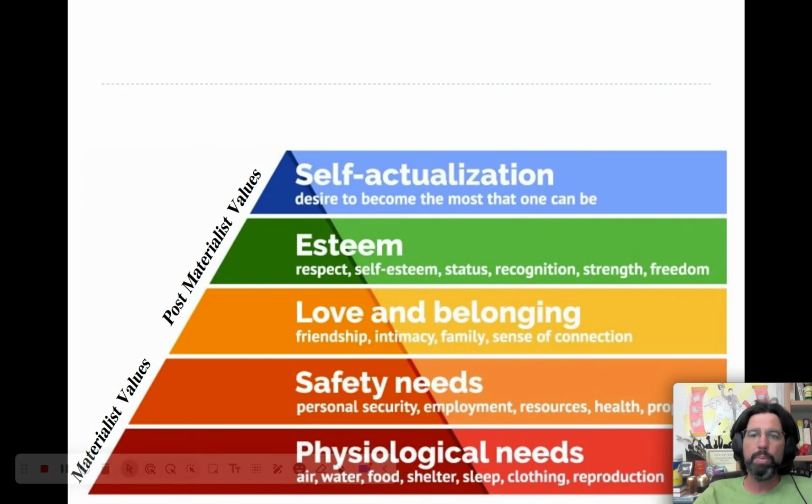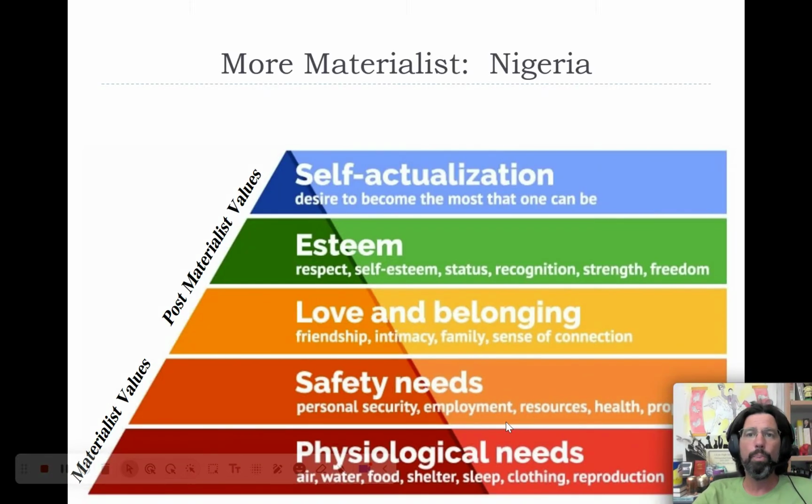Materialist values are going to be probably in poorer countries in terms of they are poor because they can only meet these materialist values. Post-materialist societies can afford to think about things like climate change and civil rights and that kind of thing because they've had these bottom ones met already. So a more materialist country is going to be a place like Nigeria. It is poor because it struggles to meet the materialist values down at the bottom. These are the basic needs that people need.